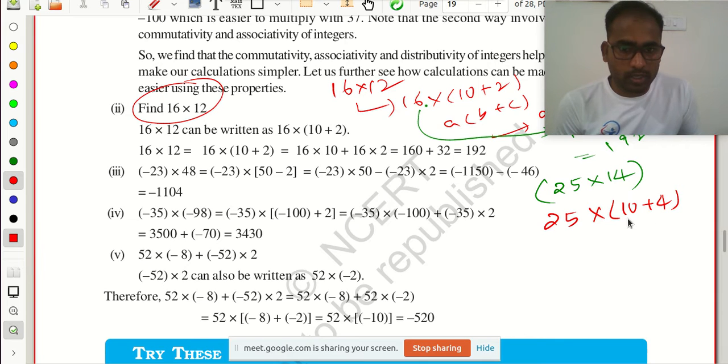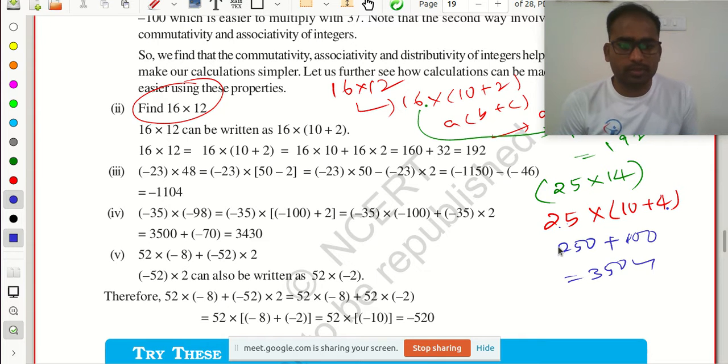Yes, you can write it as 10 plus 4. Now you multiply inside. So 25 into 10 is 250, plus 25 into 4 is 100. So 350, direct answer.